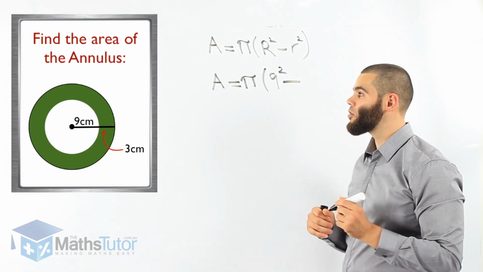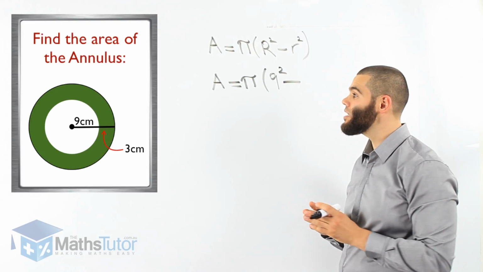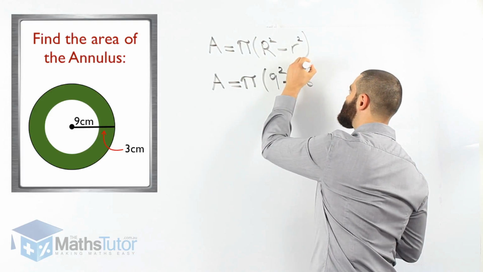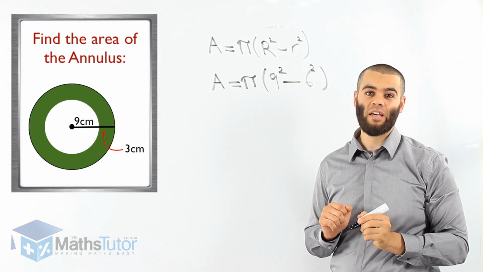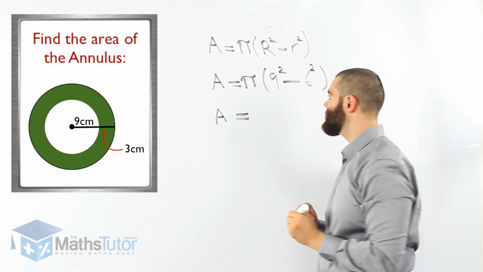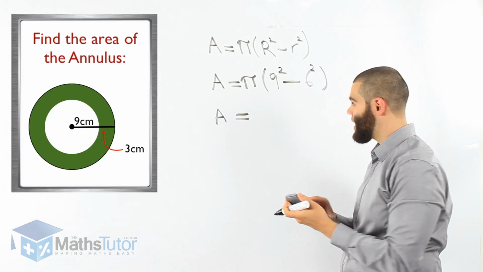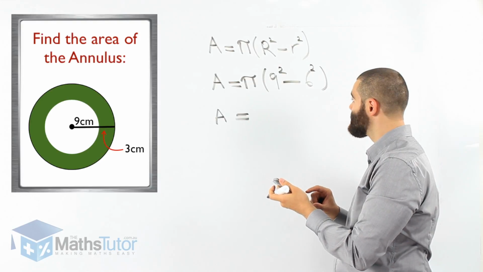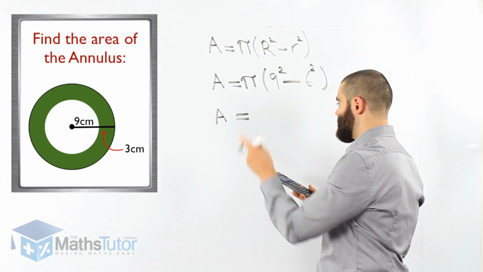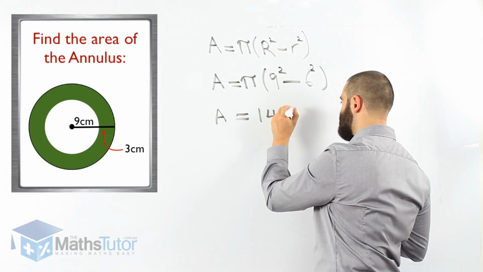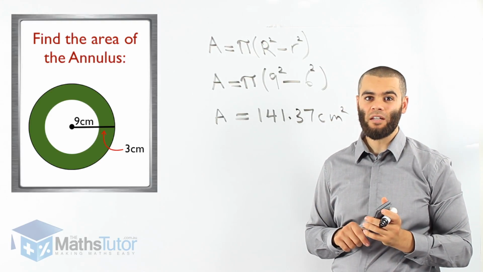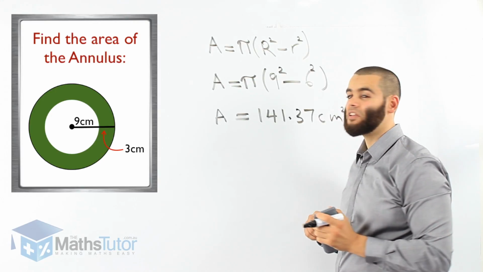9 is the long radii, take away the portion inside the green shaded area, which is 3 centimeters. 9 take away 3, the little radii is going to be 6 centimeters. Very important to pick that out. You look at the diagram carefully. Now that we know our large radii and our small radii, we can put it in the calculator and get it all correct. Pi times 9 squared, take away 6 squared, close our bracket, and 141.37 square centimeters to two decimal places. So the area shaded in green, the area of the annulus, is 141.37 square centimeters.